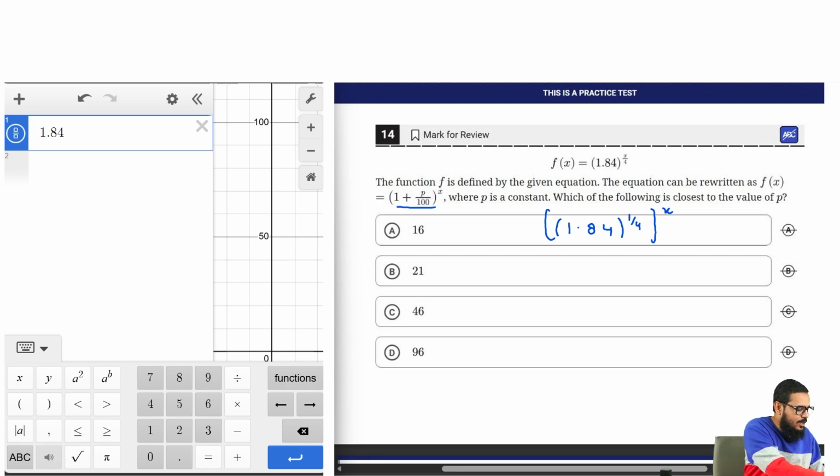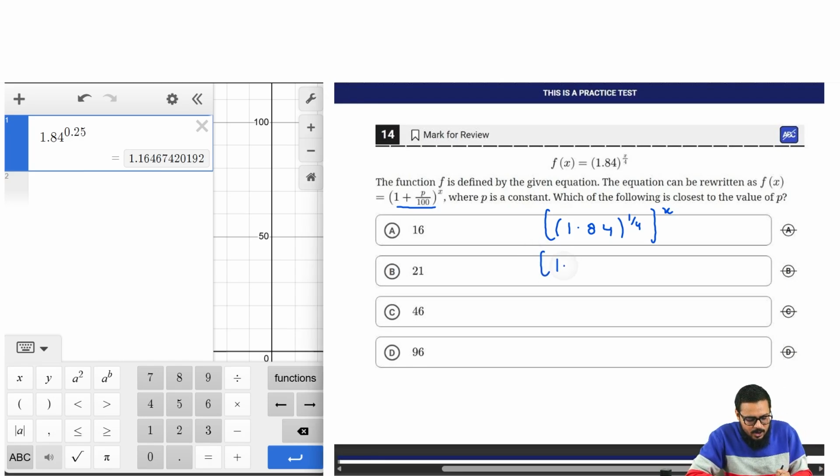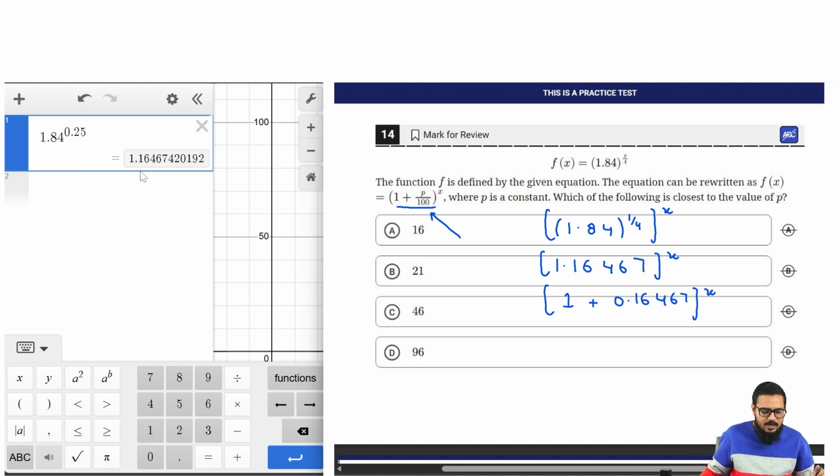I'm just calculating this through my Desmos, 0.25. You can just type this on your scientific calculators as well. This comes out as 1.16467. So I can say this number is 1.16467 whole power x. But since I have to write this in the form of 1 plus something, I can write this as 1 plus 0.16467 whole power x. And then since I have to get 100 in my denominator, I will multiply 1 at the bottom by 100, which is why I would have to multiply 100 at the top as well.